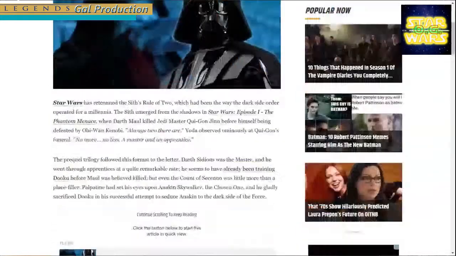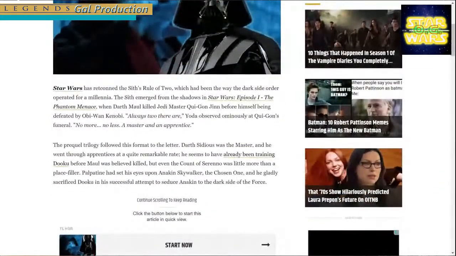Star Wars has retconned the Sith Rule of Two, which had been the way the dark side order operated for millennia. The Sith emerged from the shadows in Star Wars Episode 1, The Phantom Menace, when Darth Maul killed Jedi Master Qui-Gon Jinn before himself being defeated by Obi-Wan Kenobi. Always two there are, Yoda observed ominously at Qui-Gon's funeral. No more, no less, a master and an apprentice.